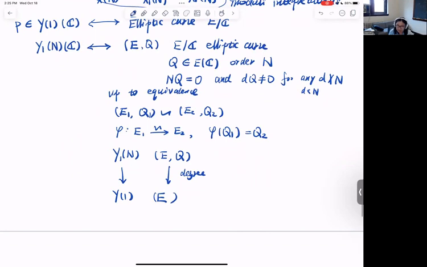Okay, so this is Y1. Every complex point on Y1 corresponds to a complex elliptic curve together with a little bit of extra data, a point of order exactly N.